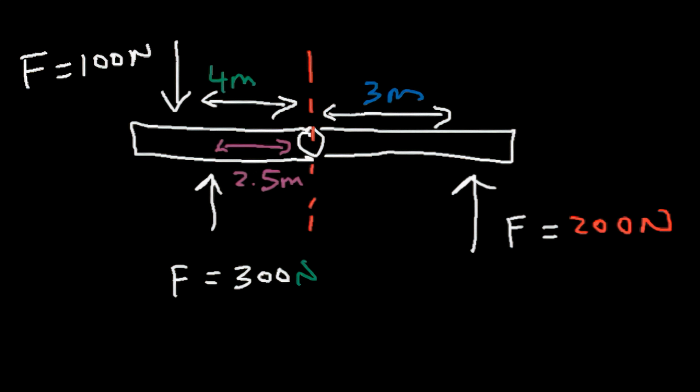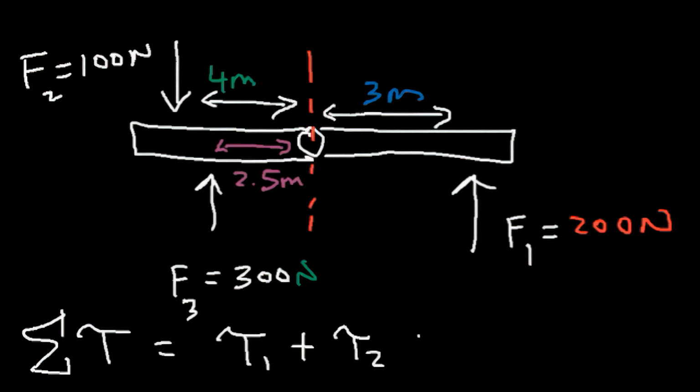What is the net torque on the system? And will this object rotate in the counterclockwise direction, or will it rotate in the clockwise direction? What would you say? So we need to calculate the net torque. Let's call these F1, F2, and F3. So we need to find the sum of all the torques acting on the system. So that's T1 plus T2 plus T3.